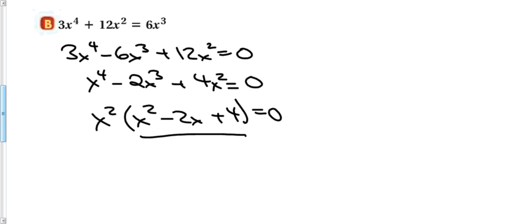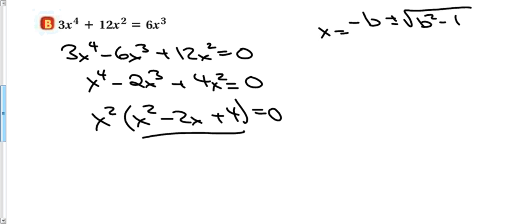For this, I want the factors of 4 that add to 2. Well, the factors of 4 are 1 and 4, they add up to 5. 2 and 2, they add up to 4. So there are no factors of 4 that add up to 2, which means that in order to solve this part of the quadratic, I need to use the quadratic formula, which is plus or minus the square root of b squared minus 4ac over 2a. Okay? Where a is 1, b is negative 2, and c is 4.